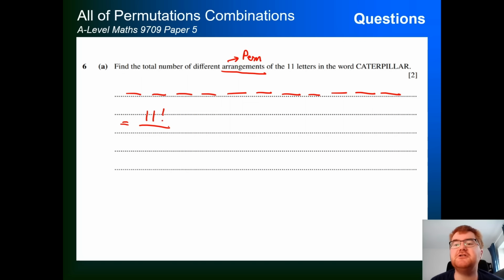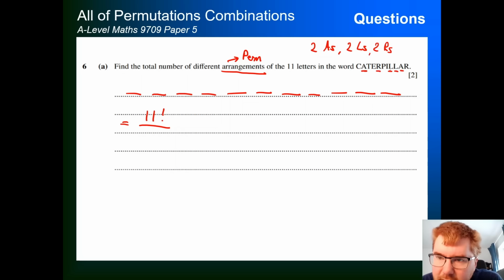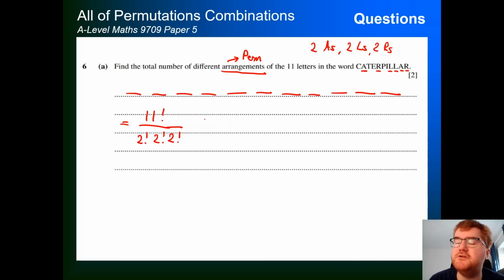However, what repetitions of letters do we have? So let's have a look carefully here. We've got 2 A's. So I'm going to write this down for later on anyway. I've got 2 L's. So I'm going to write that down for later. I've got 2 R's. So here and here. Do I have anything else? We've got a C, a T, an E, a P, an I. Okay, everything else is fine. So we divide through by the repetitions. So we have 2 factorial for 2 A's, 2 factorial for 2 L's, 2 factorial for 2 R's.